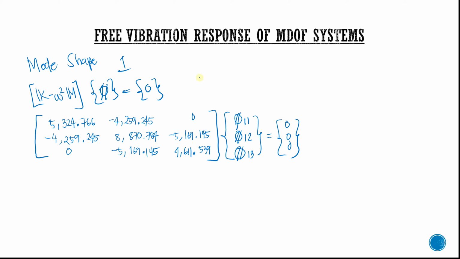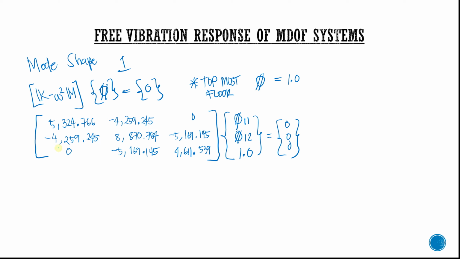Now, if you remember, we have a given condition that the topmost floor will have a mode shape equal to 1.0. In this specific problem, the topmost floor is the third floor. Therefore, this one here will be equal to 1.0. Next, now we can start calculating the mode shape per floor for the first mode shape.